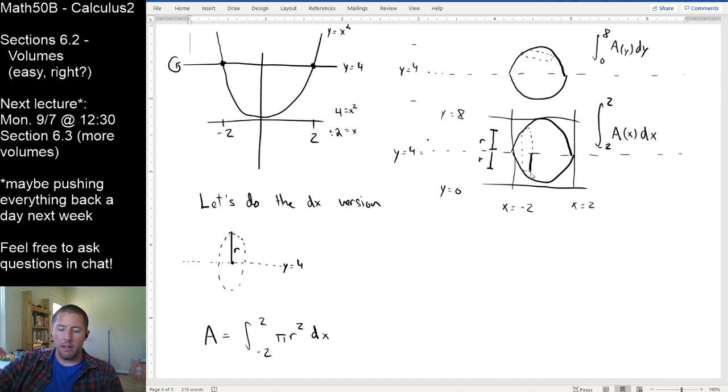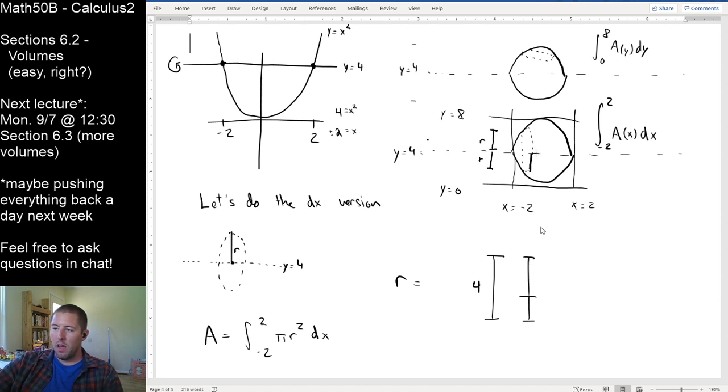I'm going to say that again. The length of this stick is the height of 4 minus the height of the parabola at that point. So the overall height is 4. Here's what I want to chunk this up as. The overall height is 4, right? That's the height from 0 to 4.